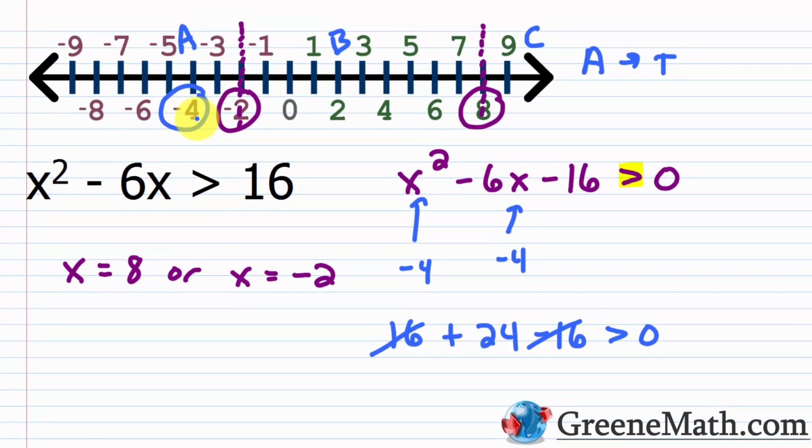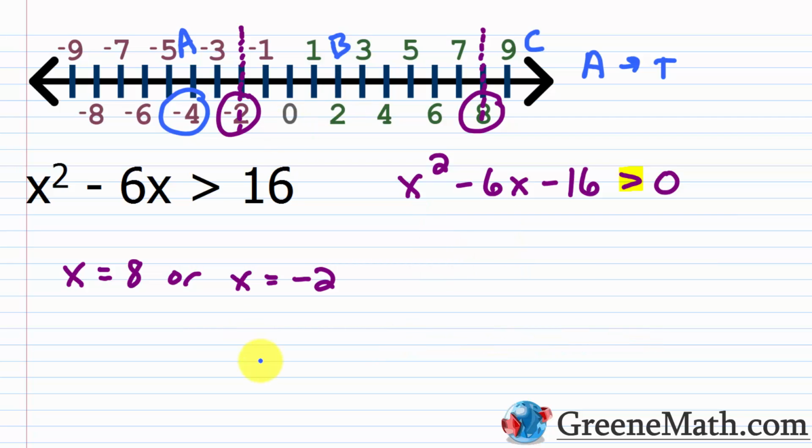Now, let's choose something in interval B. Using 0 is always pretty quick, so let's choose that. Let's plug in a 0 for each x. You would have that -16 is greater than 0, which is false. So for interval B, we'll say this is false.